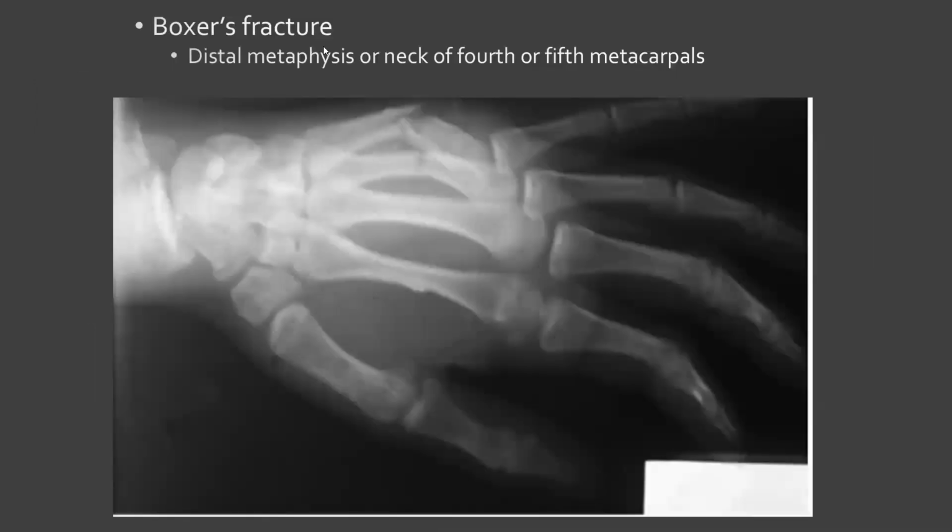The boxer's fracture here is a fracture in the 4th and 5th metacarpal. I forgot to mention that when you are labeling your metacarpals and your phalanges, you label them based on numbers. So thumb is 1, pinky's 5. So boxer's fracture occurs typically in the 4th and 5th metacarpal, and it comes just from the impact of punching something, someone.